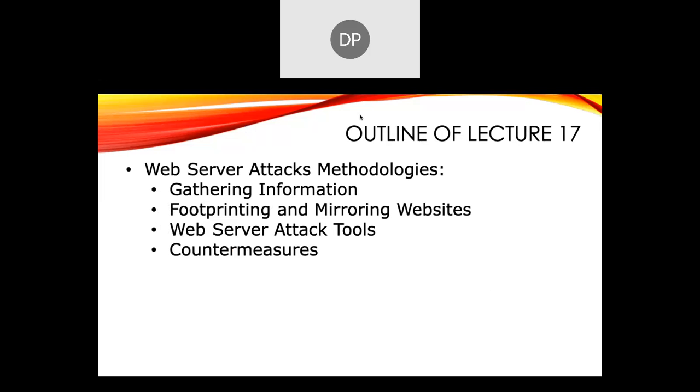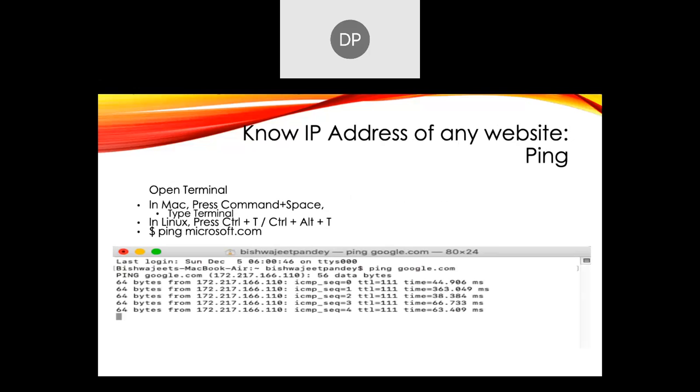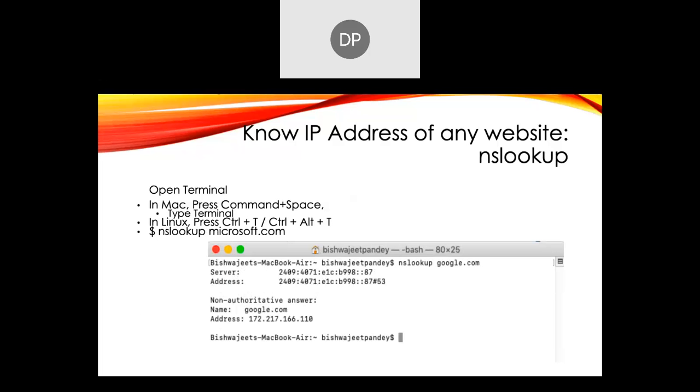continue. So, gathering information about the web server. In order to do web server attacks, we will gather information. The first simple step is ping. We can type ping and the website name and it will show the IP address of Microsoft.com. Here we are typing ping Microsoft.com and we are getting the IP 172.217.166.110. Then there is another command called nslookup. We can type nslookup and the domain name and we'll see the IP address.